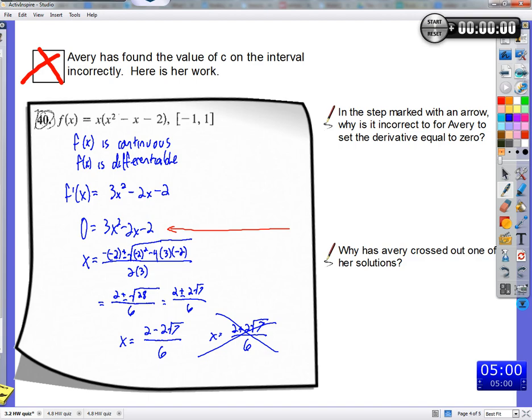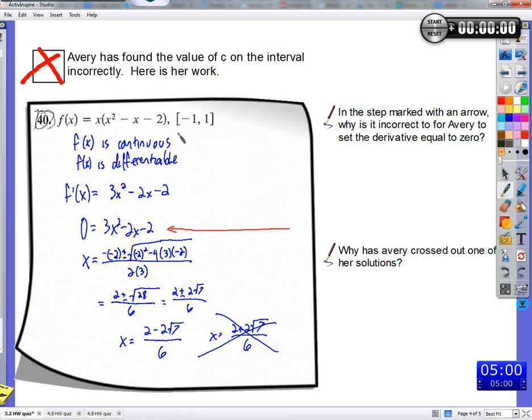Okay, so this is the mean value theorem where we're saying, whatever the slope is between the 2 points, if it's continuous and differentiable on that interval, then we should be able to find a place where the slope is equal to that slope between the 2 points. The only thing is, this person got mixed up with Rolle's theorem and just said set it equal to zero. That's not the case.